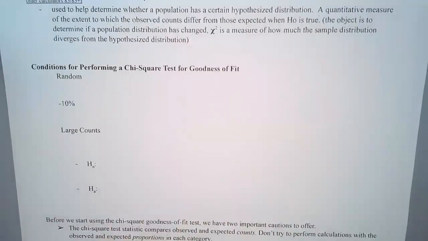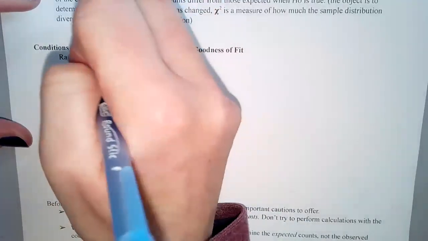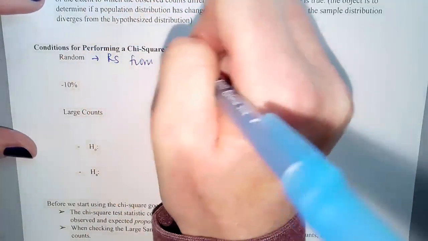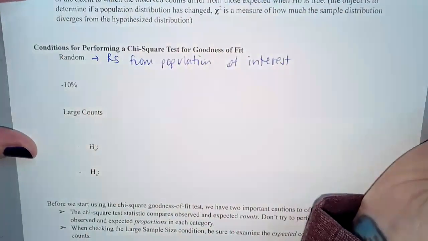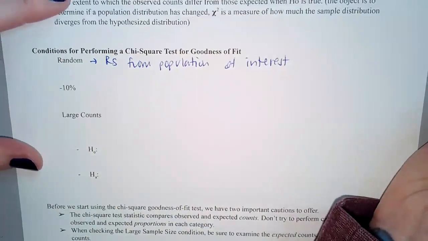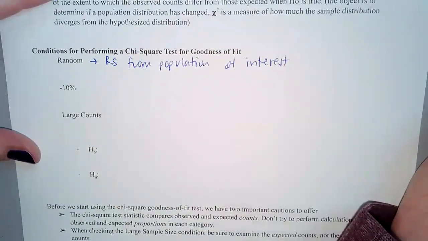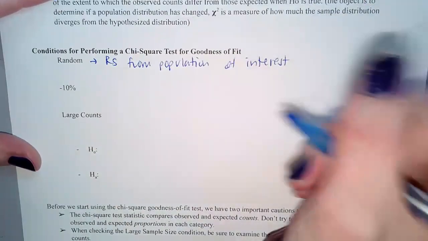Okay, so the conditions are not going to be out of place, I would expect. So the conditions are, we need random. All right, so we need a random sample from the population of interest. I'm hesitant to say or a randomized experiment because we just have a single sample. It's very rare that we would have an experiment for just a single sample. So I'm going to leave that bit off.